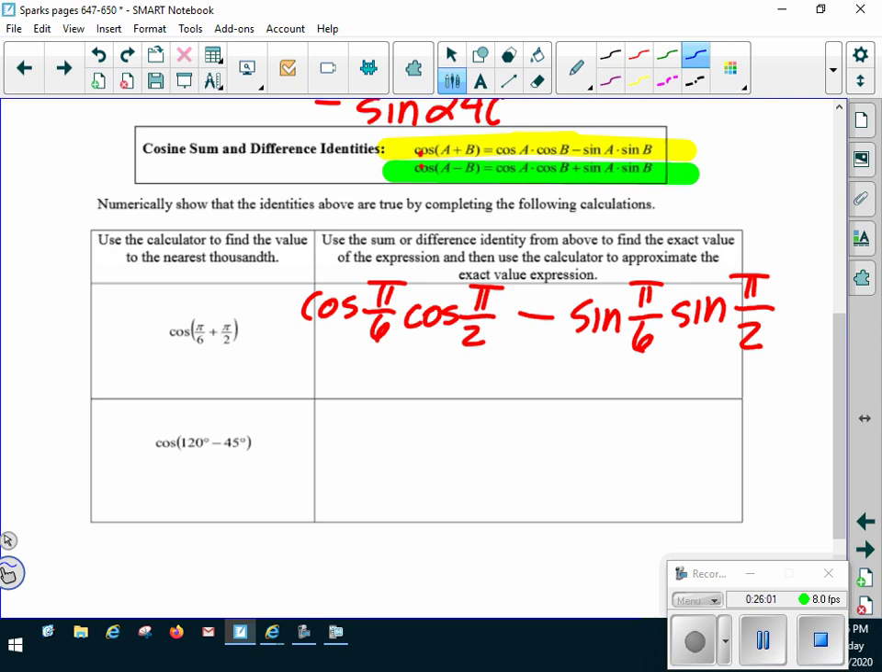What's the cosine of pi over 2? That's 0 times whatever that is. I don't care. That's 0, right? What's the sine of pi over 2? That's 1. What's the sine of pi over 6? 1/2. Sine of pi over 6 is a half. What's my answer here? 0 minus a half? Negative 1/2.